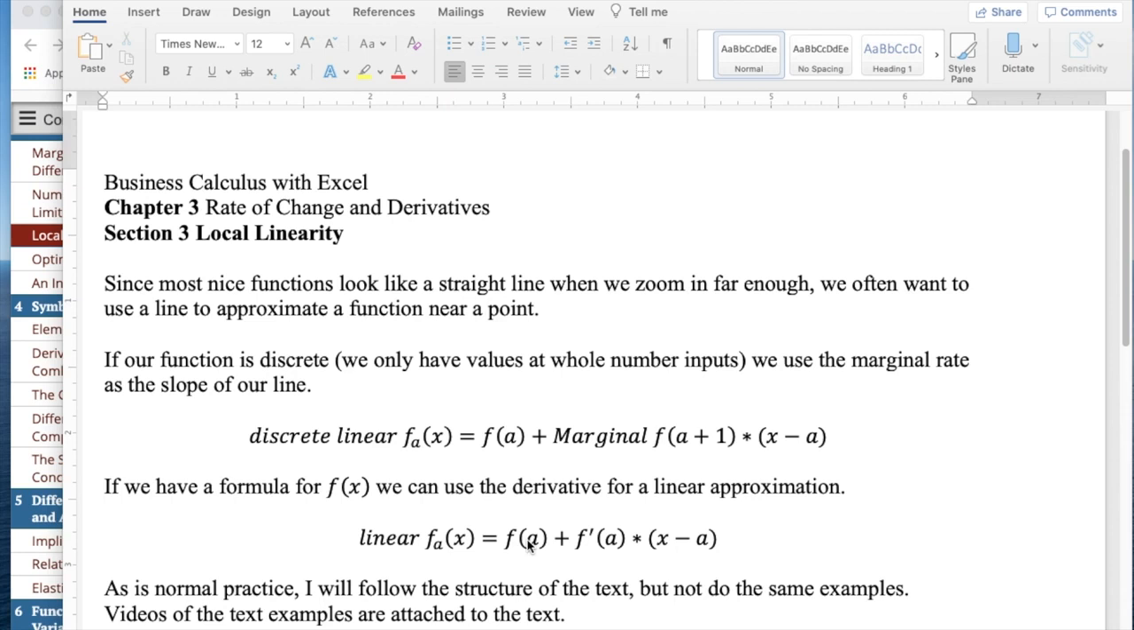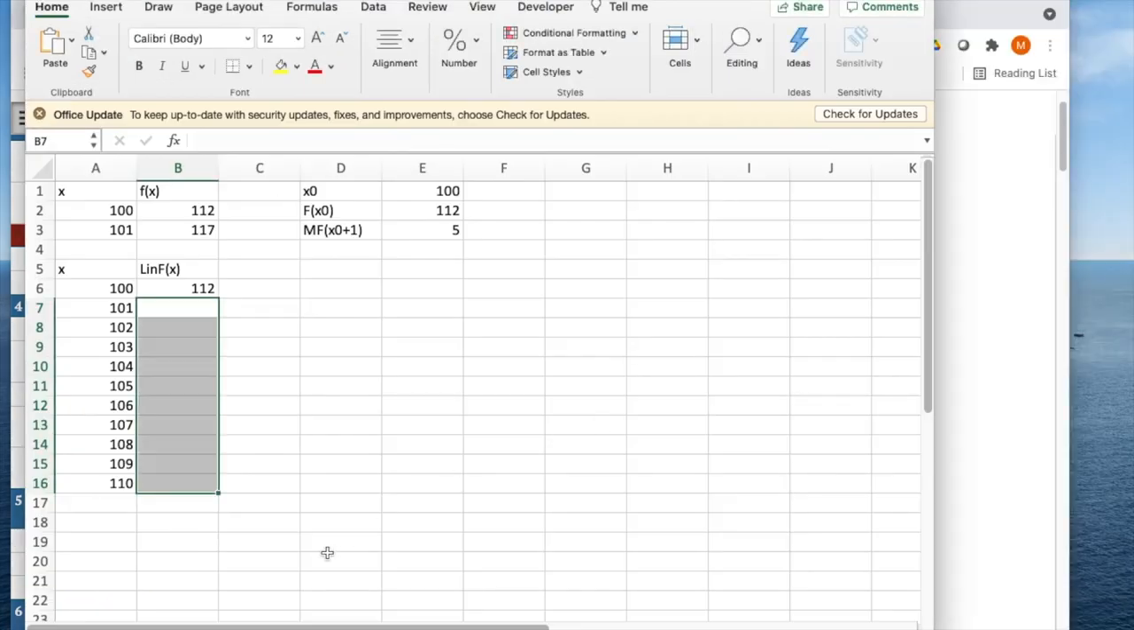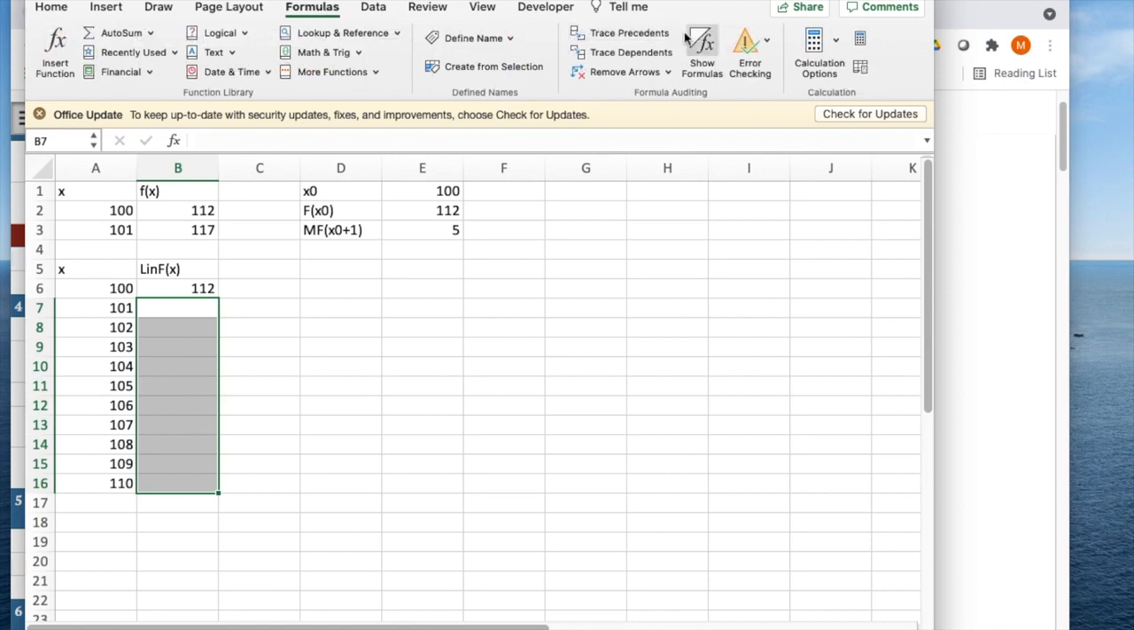As is normal practice, I'll follow the structure of the text but not do the same examples. Videos of text examples are attached to the text. So we're going to start with the discrete case, and I'll want to look at the formulas underneath.